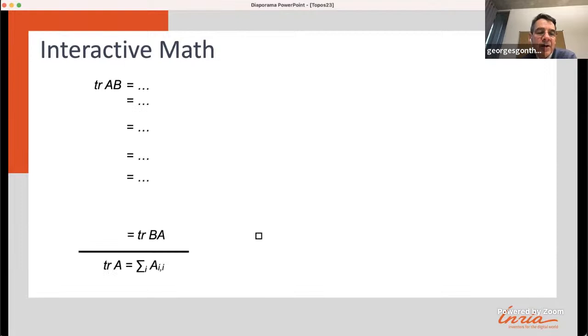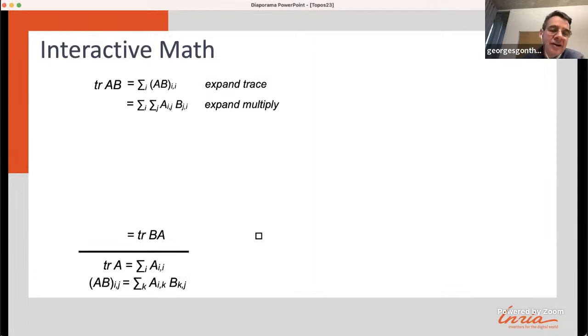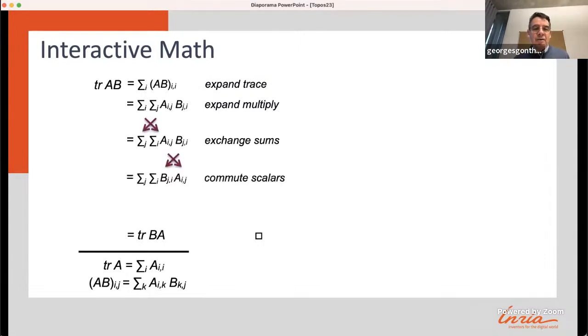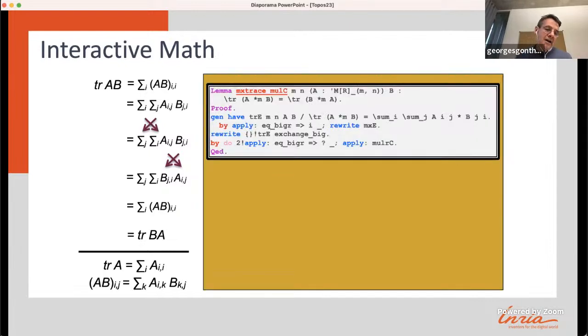The traditional textbook would say, okay, define the trace as the sum of the diagonal elements. We expand this definition, then expand the definition of the general term of a matrix product, exchange the two summations, commute the scalars inside the product, and then basically undo the expansion you've done before, and now the proof is done. If you look at the completely formal proof of this, it's about the same size. It's 4 steps.